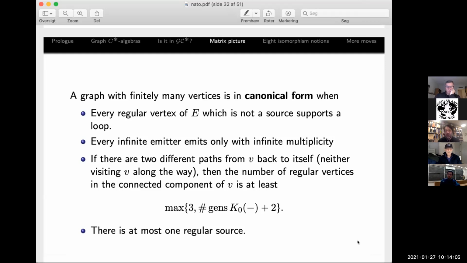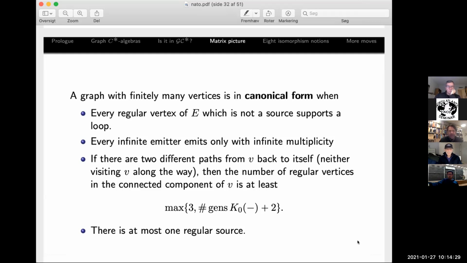So it's a step back from the glossy classification result, that this is how we prove it. And this is also where we draw on ideas that come from symbolic dynamics. So suppose that I have a graph with finitely many vertices. Then I want to clean it up before I start working on it.